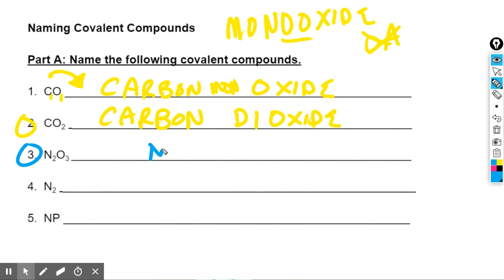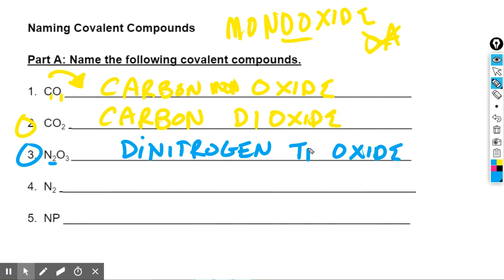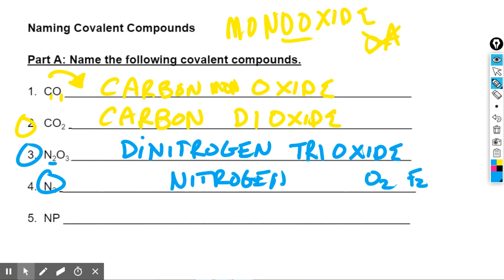What about number 3? That's nitrogen and oxygen, so oxide. What are the prefixes for nitrogen? It's 2, so dinitrogen. And for oxide, it's 3, so trioxide. Dinitrogen trioxide. N2 is actually just nitrogen. When it's N2 or O2 or F2, that's just the element.